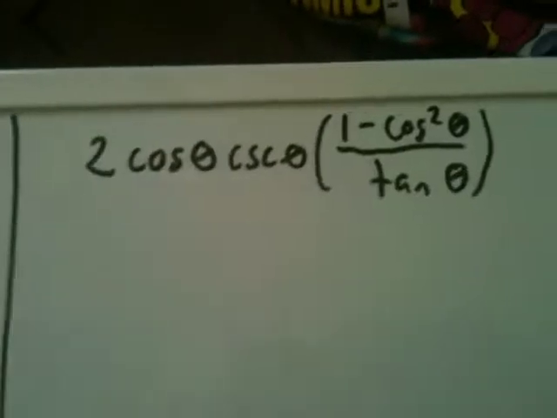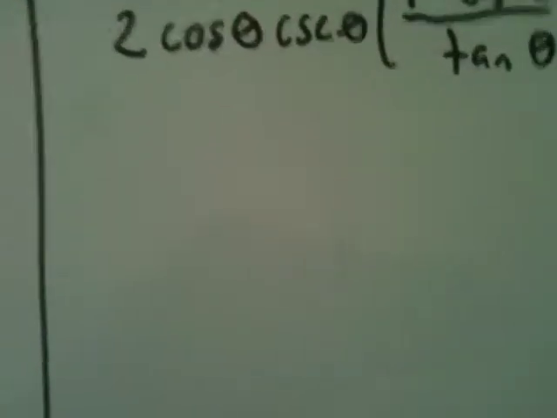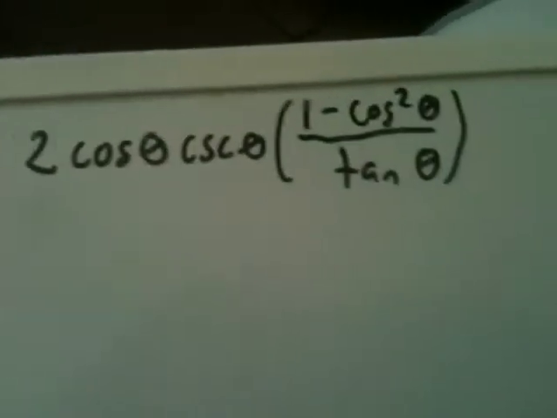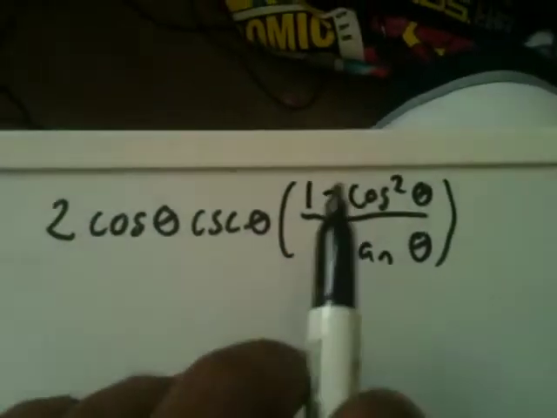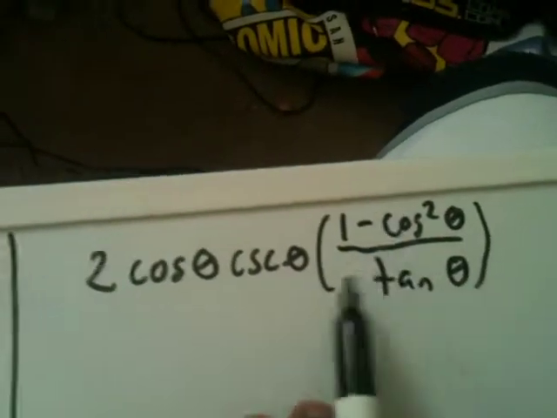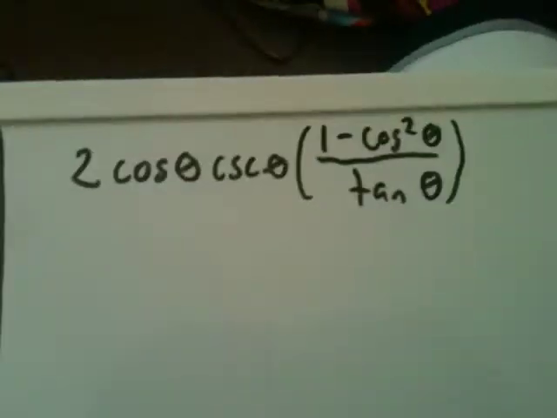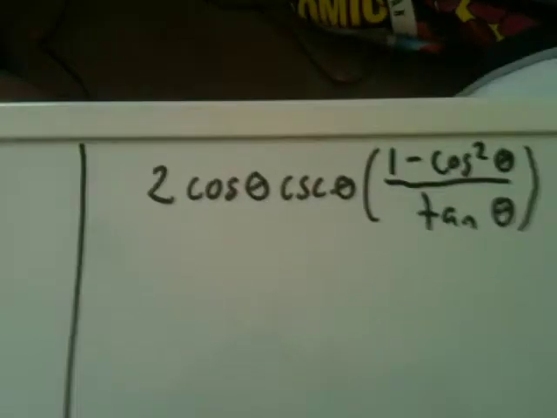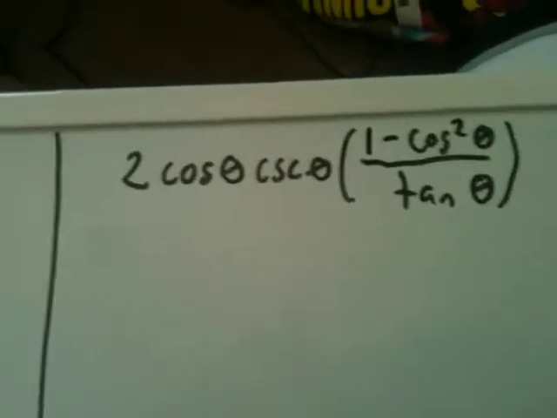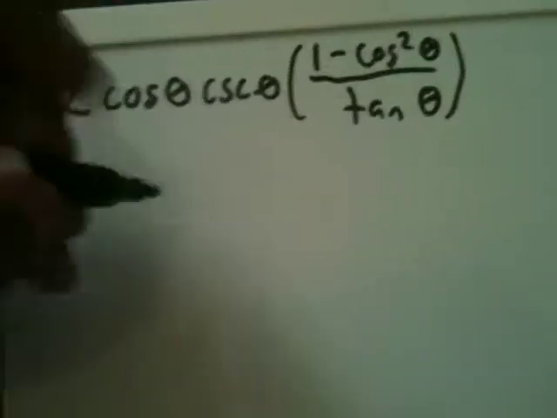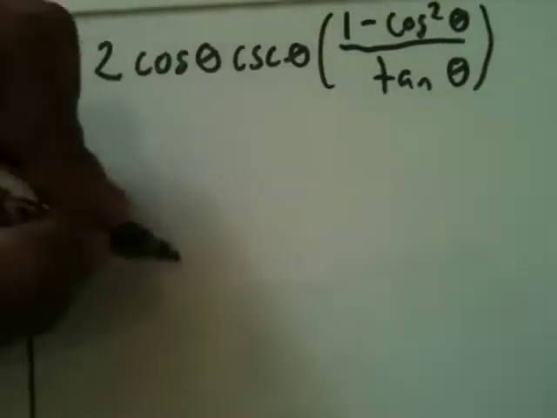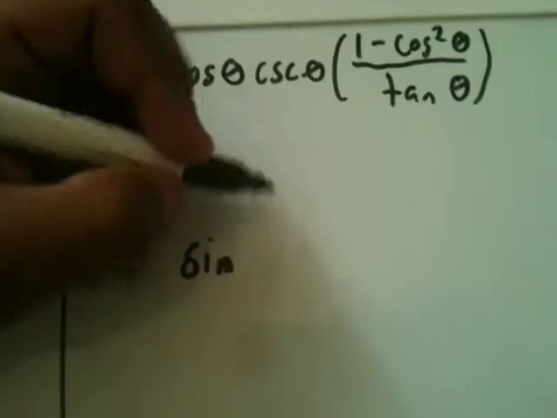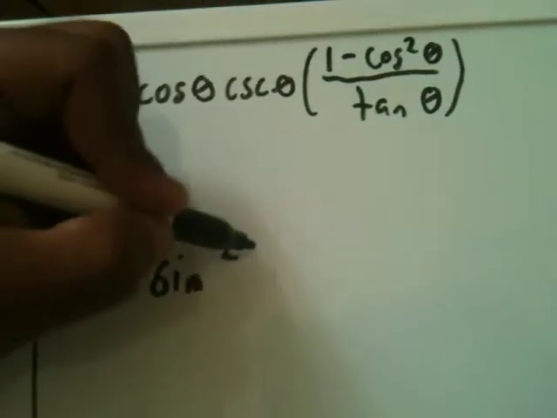Now here's the second one. It looks a little more daunting, but it's not that bad. It's 2 times the cosine times the cosecant times the quantity 1 minus the cosine squared over the tangent. And again, you ask yourself, is there anything that pops out? Well, there kind of isn't, but there is. Remember the Pythagorean identity, the basic one, the first one I proved in that video, which if you haven't seen it yet, go click the link on the annotation and go watch it.